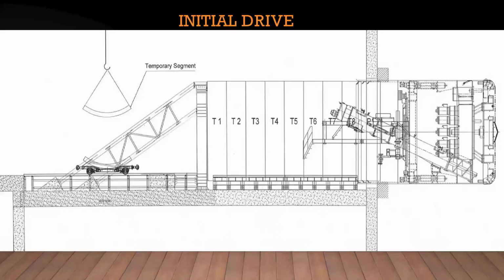This is the setup of initial drive. Here, the TBM has been placed, and along with the temporary segments, there are 8 temporary segments placed along with the temporary reaction frames. Why are we using the temporary thrust frame along with the temporary segment rings?